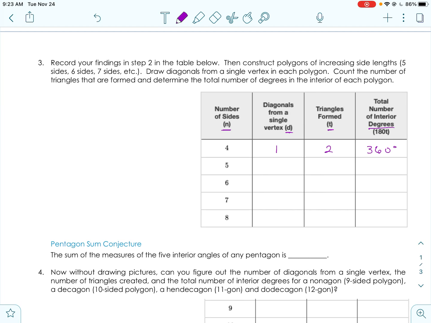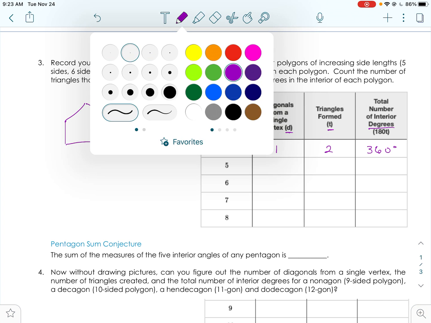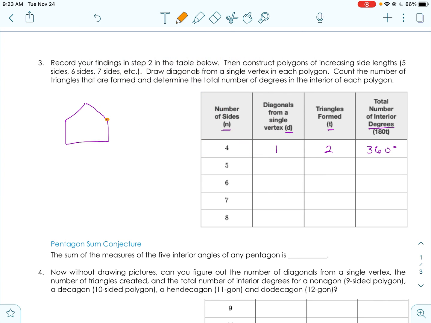So let's take a look at a pentagon. A pentagon is a five-sided shape. You're going to choose any vertex you want. I'm going to go right here and draw in my diagonals. Again, remember diagonals are lines that go from one vertex to non-adjacent vertices. So here are the only diagonals I can draw.